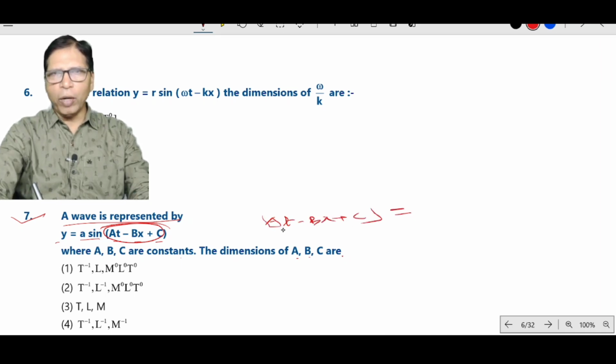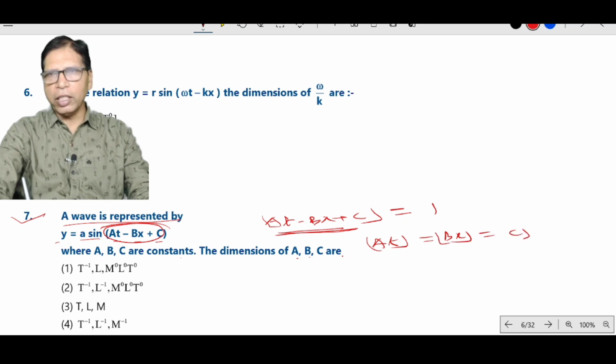So the dimension of at minus bx plus c is equal to what? As these are added terms, the dimension of at is equal to the dimension of bx is equal to the dimension of c. So c is dimensionless, that is M^0L^0T^0. No problem. bx, that is bL, equal to 1. Okay. So b has dimension L^-1.